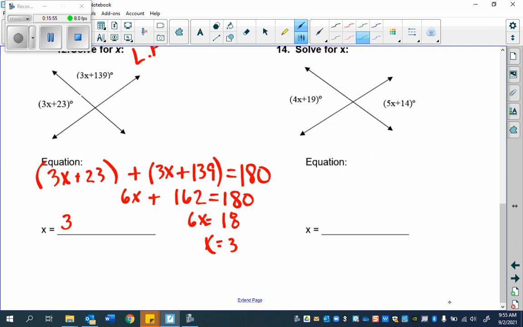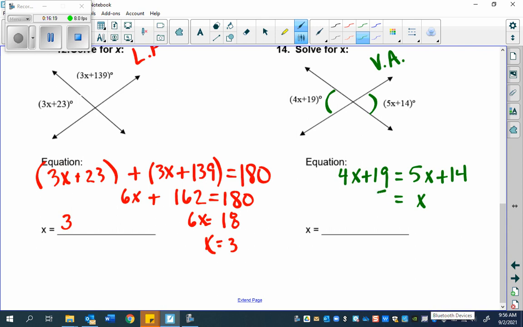When we look at this one here, number 14, these two are vertical angles. So because they are vertical angles, I know that they have the same measure. So my equation, 4x plus 19 is equal to 5x plus 14. So when I subtract 4x from each side, and I subtract 14 from each side, I get x is equal to 5.